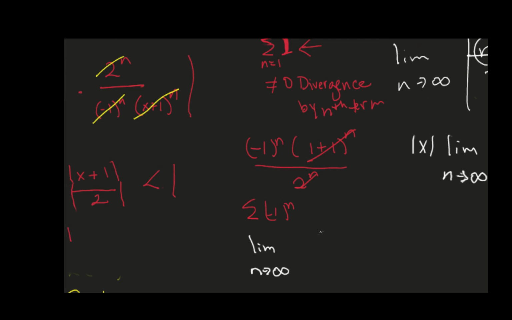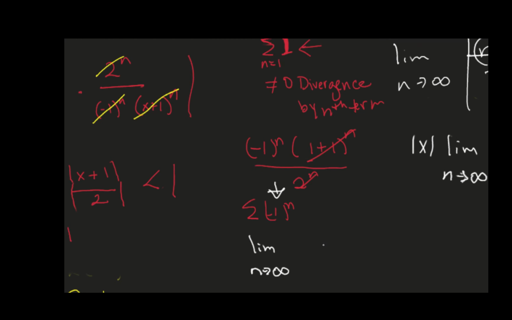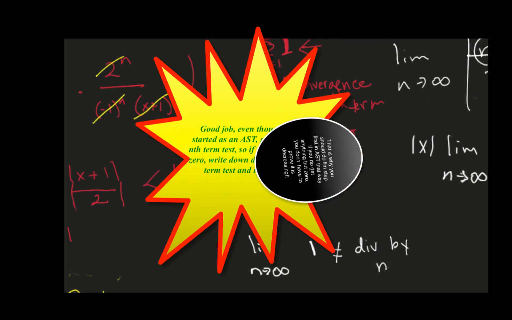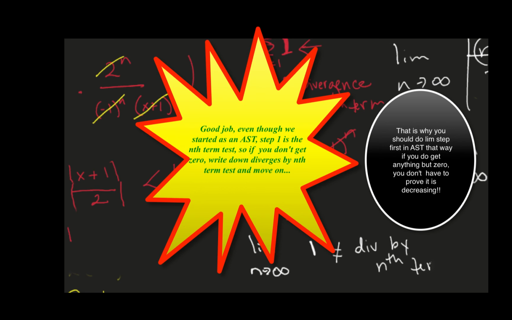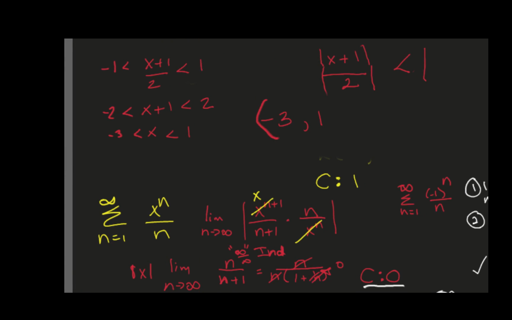What's the a sub n here? This makes it alternate, so what's left when I drop that? 1. And then, what conclusion do you make? Which means it doesn't equal 0, which means it also diverges by nth term test. Even though you start out by AST, this is still nth term, or divergence test, whatever you want to call it. So now we know that that also gets a parentheses.